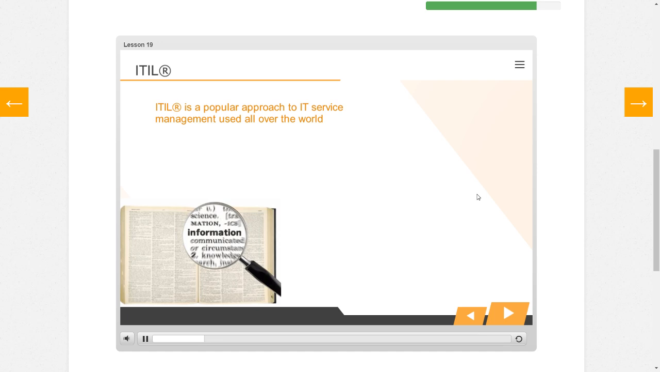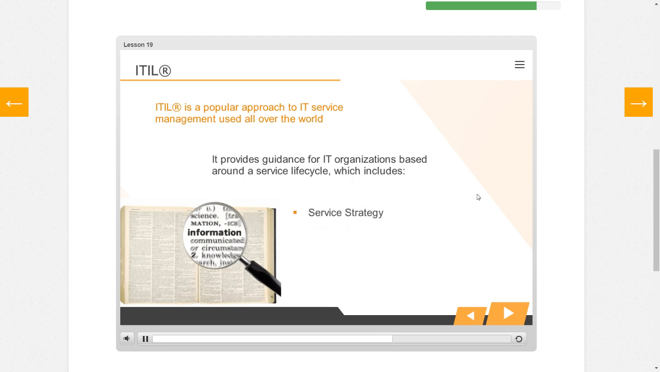ITIL is a popular approach to IT service management used all over the world. It provides guidance for IT organizations based around a service lifecycle, which includes service strategy, service design, service transition, service operation, and continual service improvement.